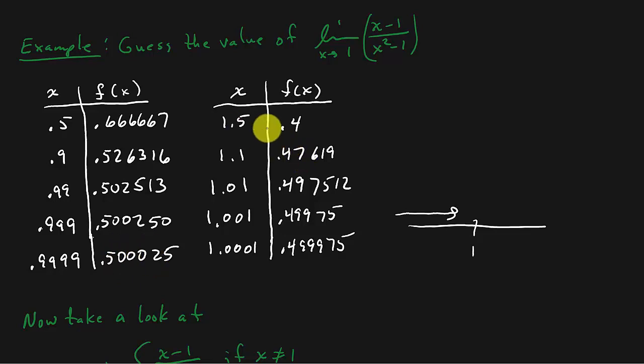And the same thing here, as we're coming in from the right-hand side, these values 1.5, 1.1, and so on, you can see the y values, it looks like they're getting closer and closer to 0.5 also. So if we were to guess the value of this limit, we would say it's equal to 0.5. Like I mentioned at the first of the video, this is not a way to evaluate limits. We'll evaluate a limit like this in the next video when we learn the limit laws.